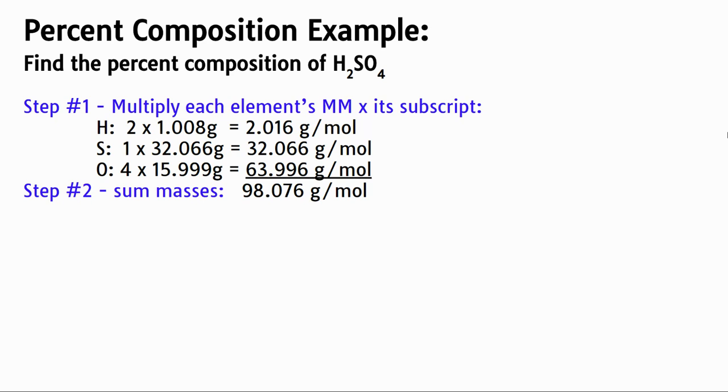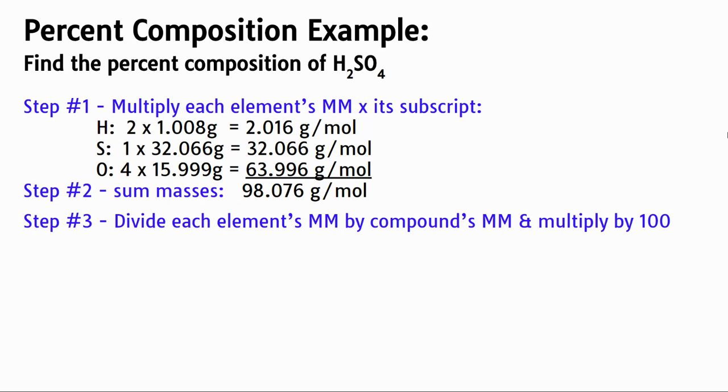Okay, so now we know the mass of the entire compound. So essentially we've just found the molar mass. You all know how to do that. Next step. Now divide each element's molar mass by the compound's molar mass and multiply by 100.